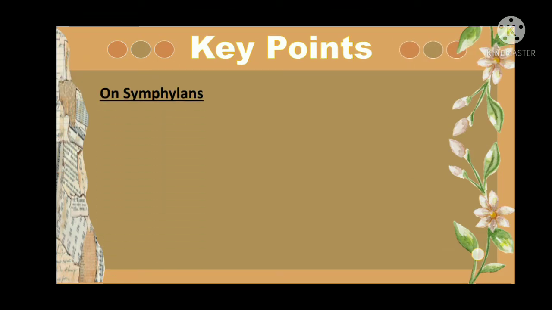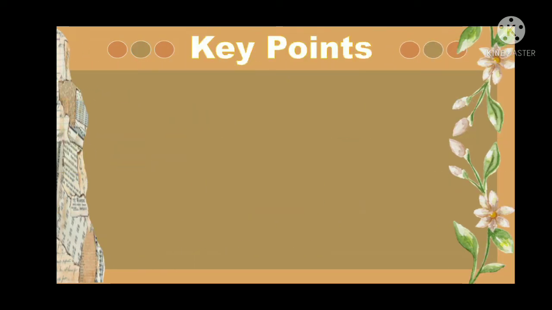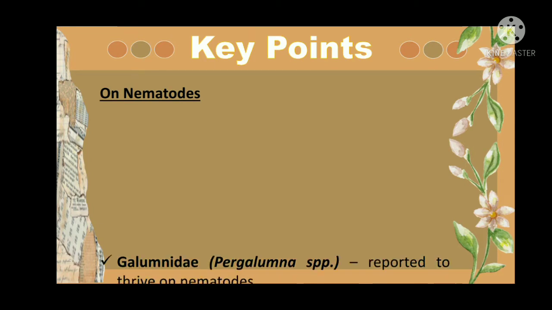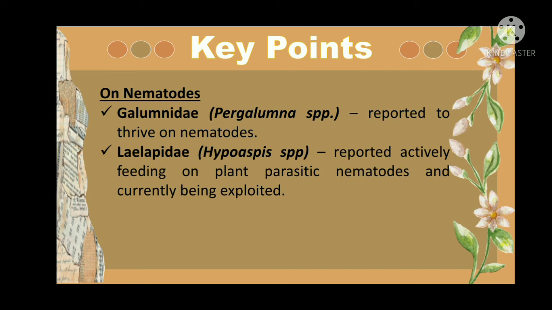On symphylans. Parasitidae. Pergamasus quisquiliarum. Closely related to plant and through system. On nematodes. Galumnidae. Pergalumna spp. Reported to feed on nematodes. Lillapidae. Hypoaspis spp. Reported actively feeding on plant parasitic nematodes and currently being exploited.